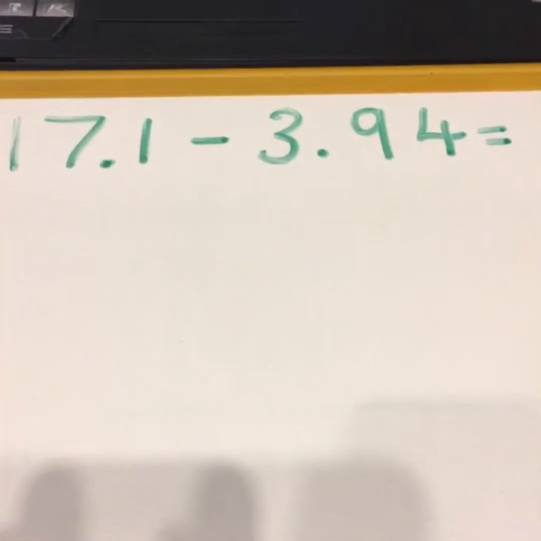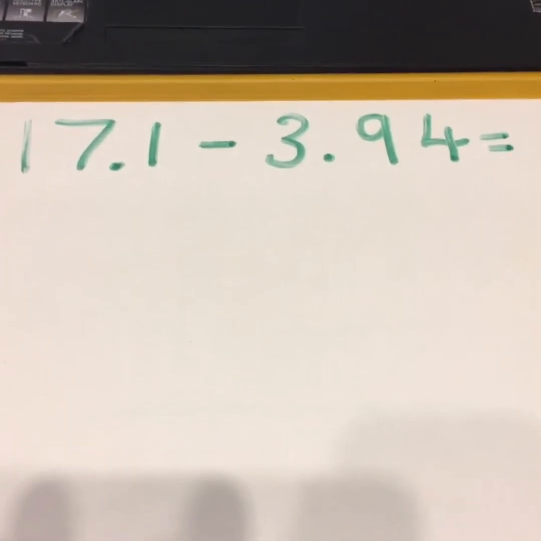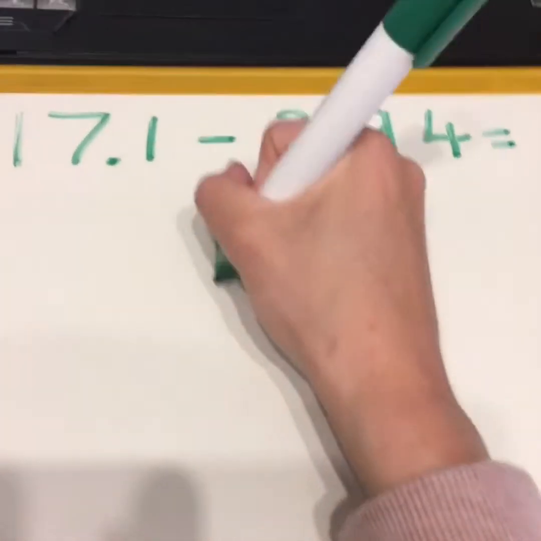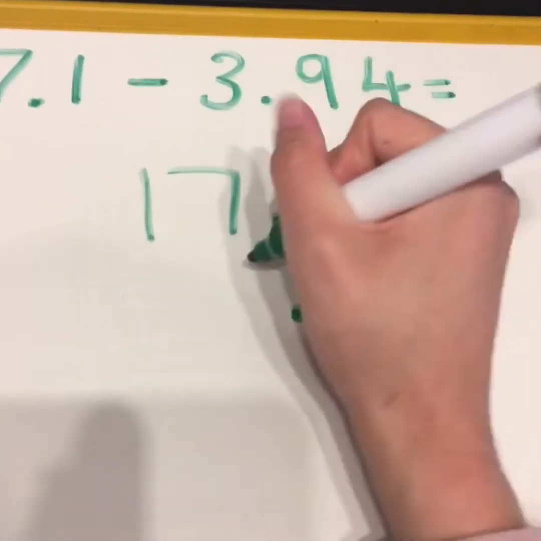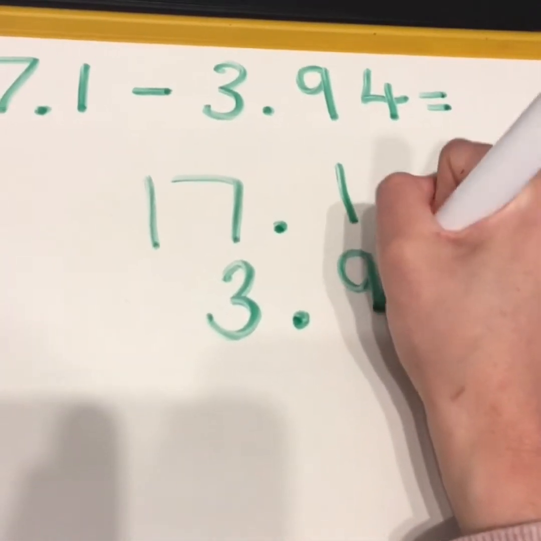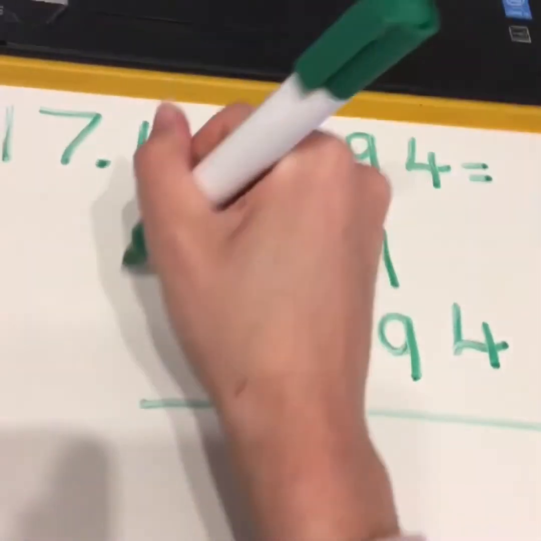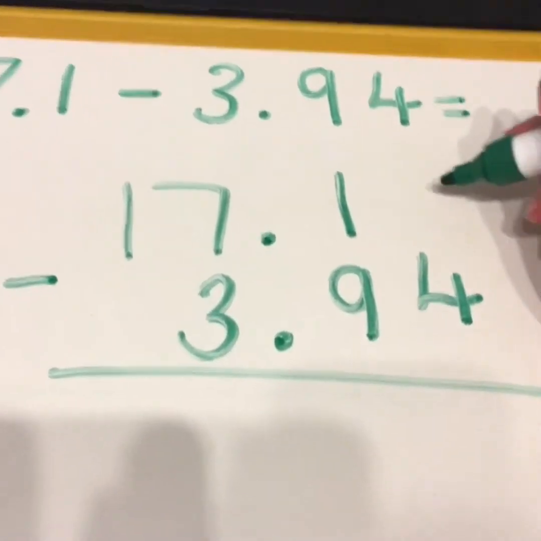Okay, here's my second problem for us to have a go at. Pause the video, have a go, and remember to line up your decimal places correctly. So I've got 17.1. I'm going to put my decimal point in first, and then I'm going to write the numbers. There's my 10ths column, there's my hundredths column. And this time I am subtracting, not adding. Don't make that mistake.